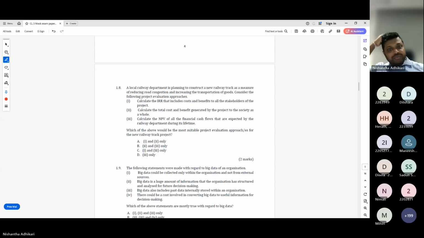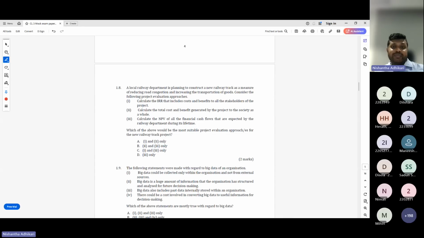Next one, calculate the total cost and benefit generated by the project to the society as a whole. Yes, because we have to see what is the benefit and cost generated to the society. As an example, time saving, you can reduce fuel consumption, and you can avoid environmental pollution. On the other hand, what are the costs? Sometimes due to the railway track, there is sound pollution. Therefore, you can calculate the cost and benefit as a whole to the society. Therefore, the second one is also correct.